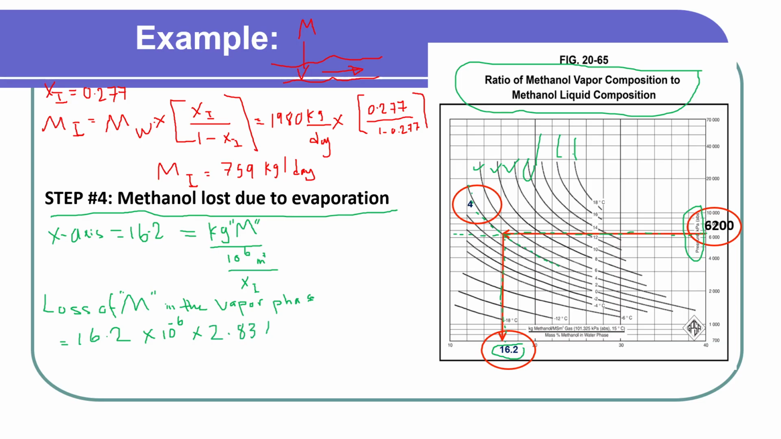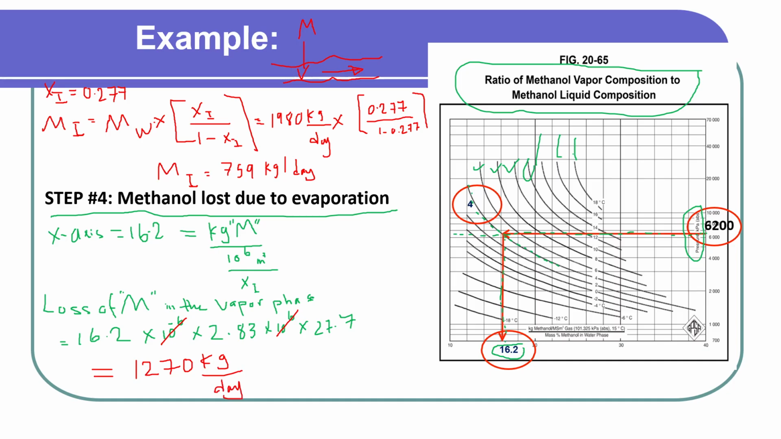2.83 10 to the power 6 standard meter cube per day, multiplied by the percentage of the methanol, which is 0.277, which is in fact 27.7. So this will be cancelled with this, and as a result you will get the total losses of methanol in the vapor phase equal to 1,270 kilogram of methanol per day.